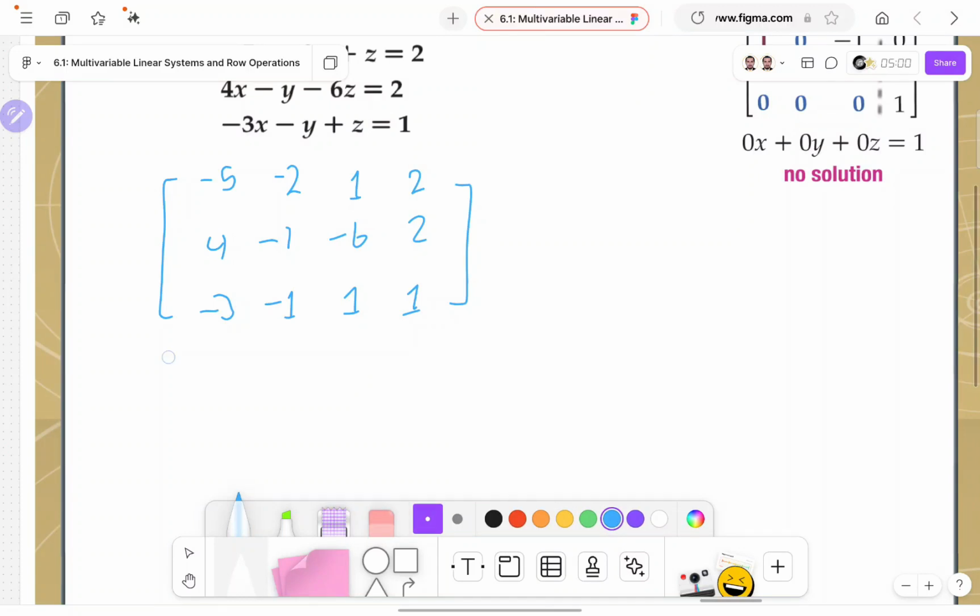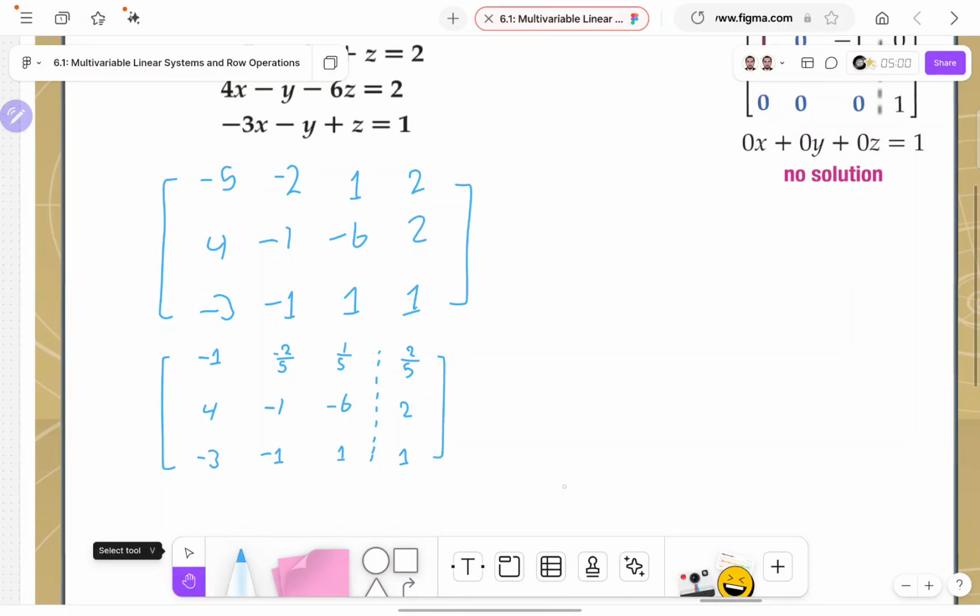So now let's divide everything by 5. If I divide everything by 5, I will get this new matrix, which is -1, then -2 over 5, then 1 over 5, then 2 over 5. In this matrix, we are going to have a lot of fractions, big fractions, but don't be scared of fractions, it's just a normal thing. Just deal with the fractions like normal whole numbers.